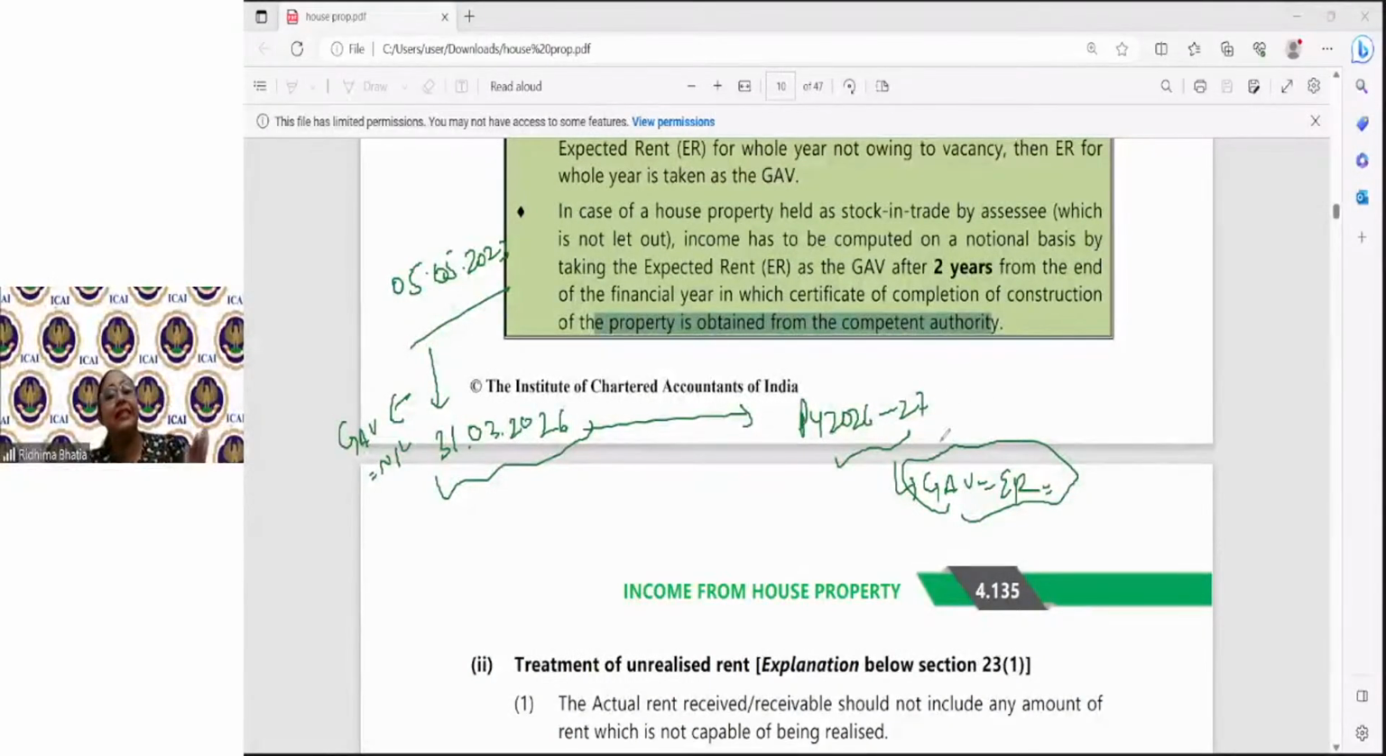If the 2 year period gets end, 2 years not from the date of completion certificate, 2 years from the end of the financial year in which the completion certificate was issued. उसके बाद से from the end of that financial year, 2 years तक you claim GAV as nil, but after that you have to show your income on notional basis. Got it? The stock in trade wala point.